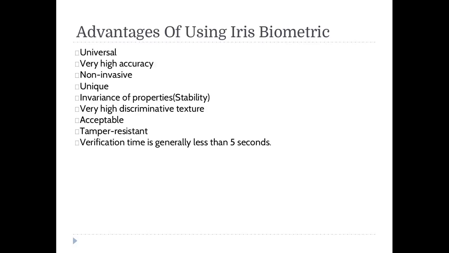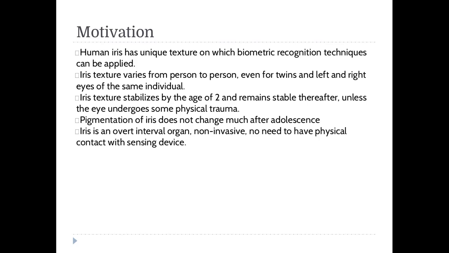So the advantages of using iris biometrics are that it is universal, it has very high accuracy, it is non-invasive, and stable also, it is not changed very fast within some span of time. It is also acceptable, tamper resistant, as well as very fast. This system can be deployed and can give you a matching result very fast.